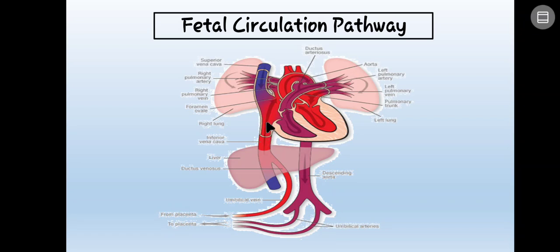Okay, so now still oxygenated blood. The oxygenated blood gets to the right atrium. In the right atrium, a greater percentage of the blood moves straight into the left atrium. Instead of, as in the normal circulation, this blood in the right atrium moving to the right ventricle.